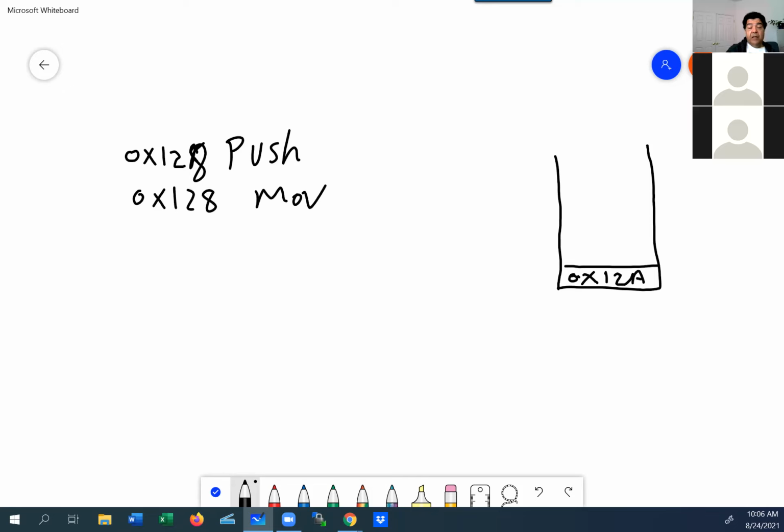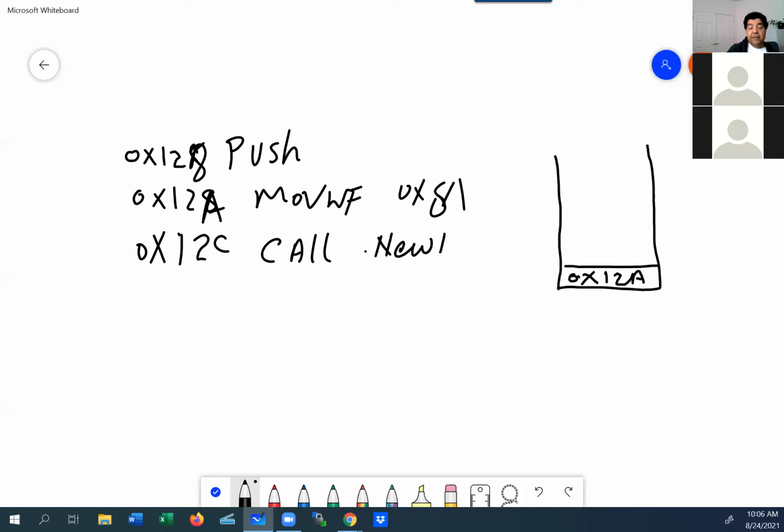Move WF or whatever, 0x81 or something like that. Now, let's say we come to 1, 2, A, B, C, and then let's say we have a call to a new function. So what happens here? Let's say the new function is somewhere down here, x2948, something weird, and we have a new function sitting in here.